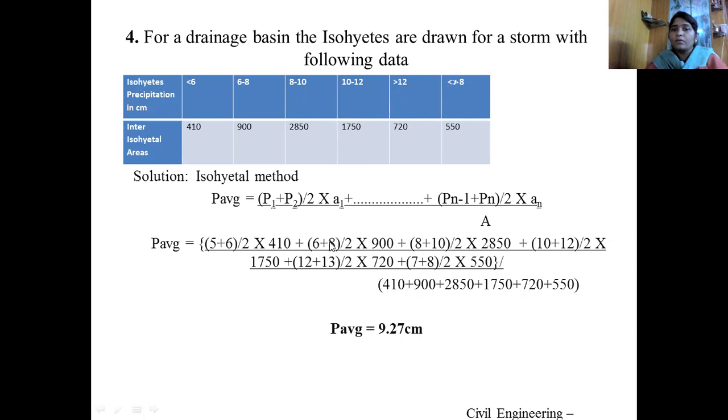Okay, so for greater than 12, we can take 13 or 14: 12 plus 13 divided by 2 into 720, and for less than or not greater than 8, 7 plus 8 divided by 2 into 550, divided by the total area. Here it is not given, so you have to take the sum of the inter-isohyetal areas: 410 plus 900 plus 2850 plus 1750 plus 720 plus 550, that gives the P average as 9.27 centimeters.